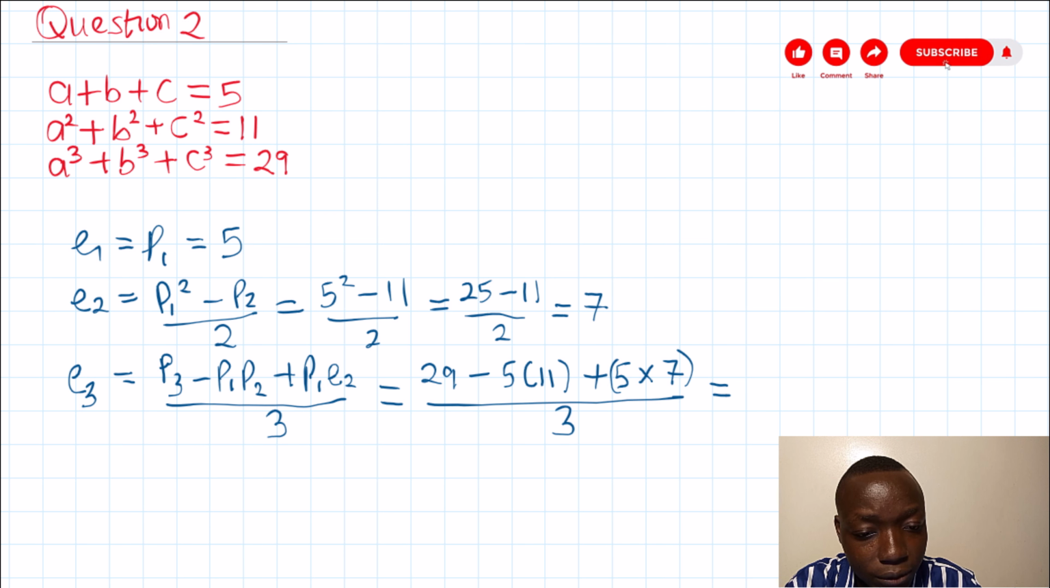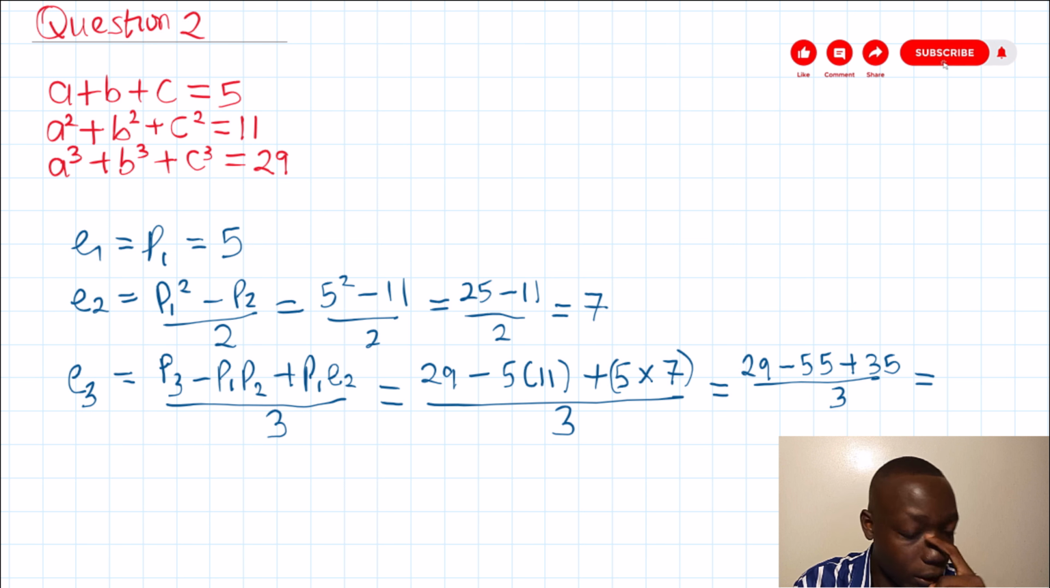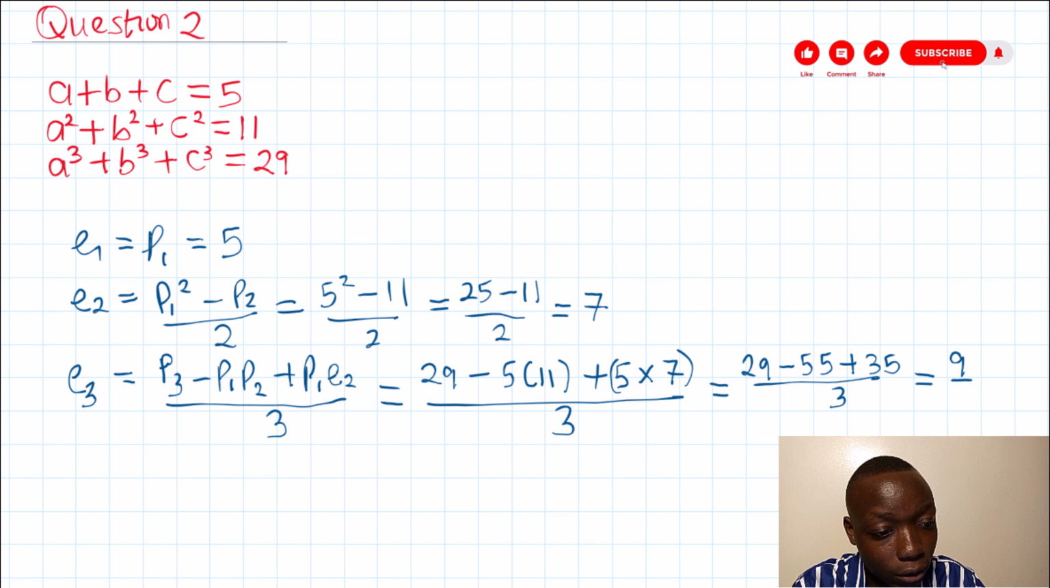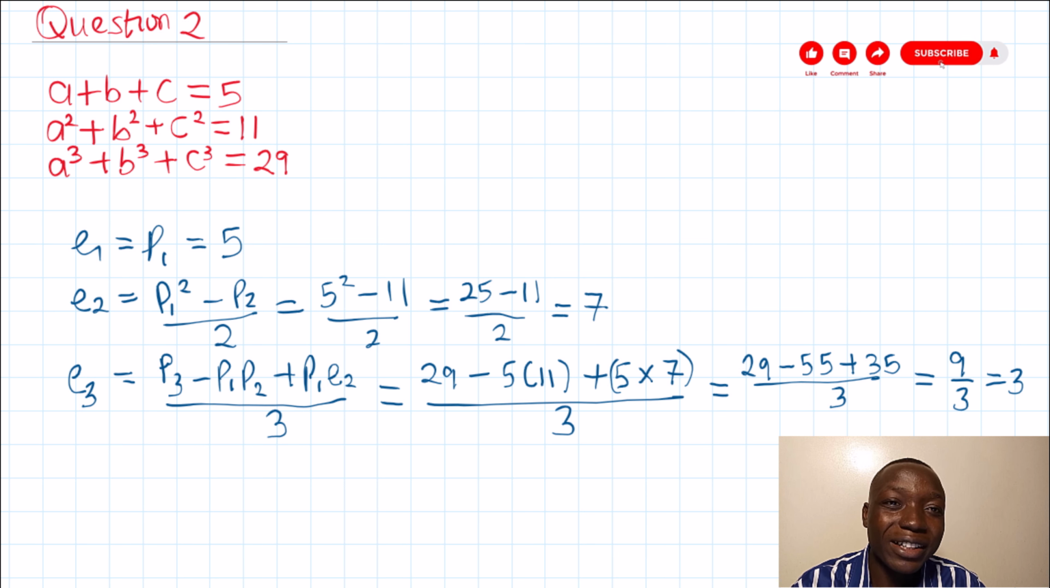So this gives us 29 minus 55 plus 35 over 3. And this gives us 9 over 3, which is 3. So now we have E1, E2, and E3. So we can go straight to the cubic equation. There's no need for collecting like terms here. In fact, that is a crime in this particular formula.